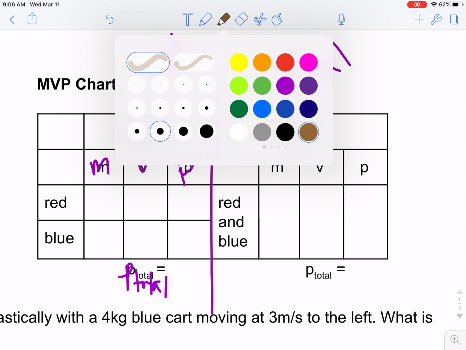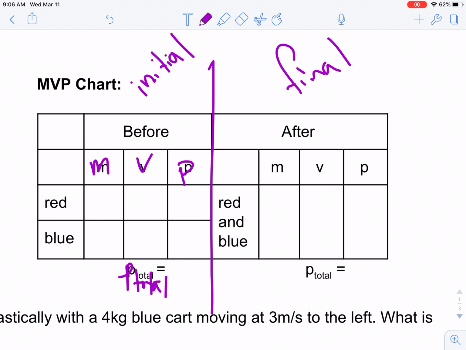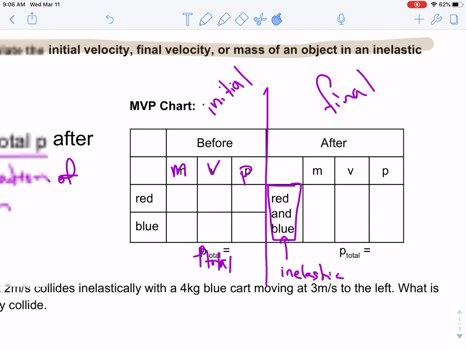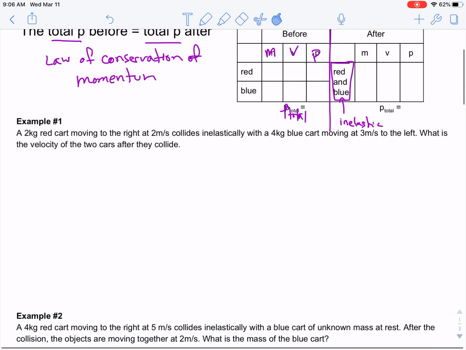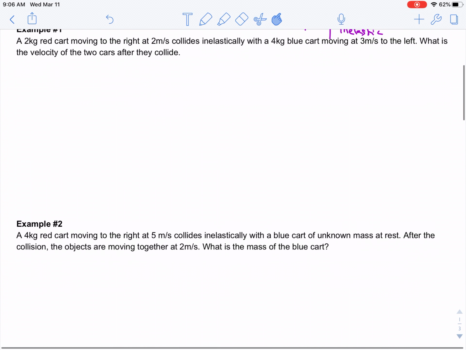Now, the conditions after the collision. Just noticing how this MVP chart is set up, it says red and blue. This tells me that the objects stuck together after the collision, so it's an inelastic collision. So this part of the table tells me that it's an inelastic collision because they're stuck together. But anyways, I think the best way to do this is just to solve a couple problems and understand the concepts behind using the MVP chart. So let's read this one.